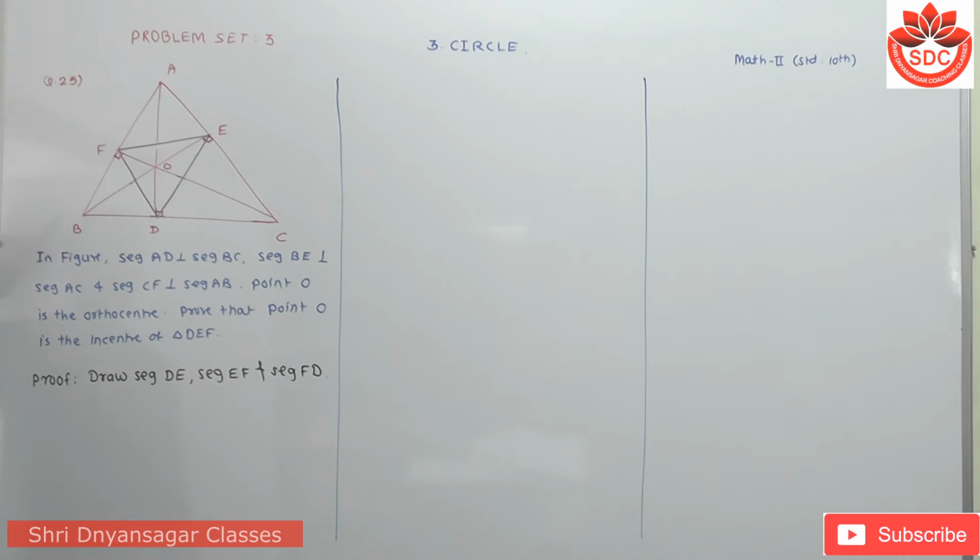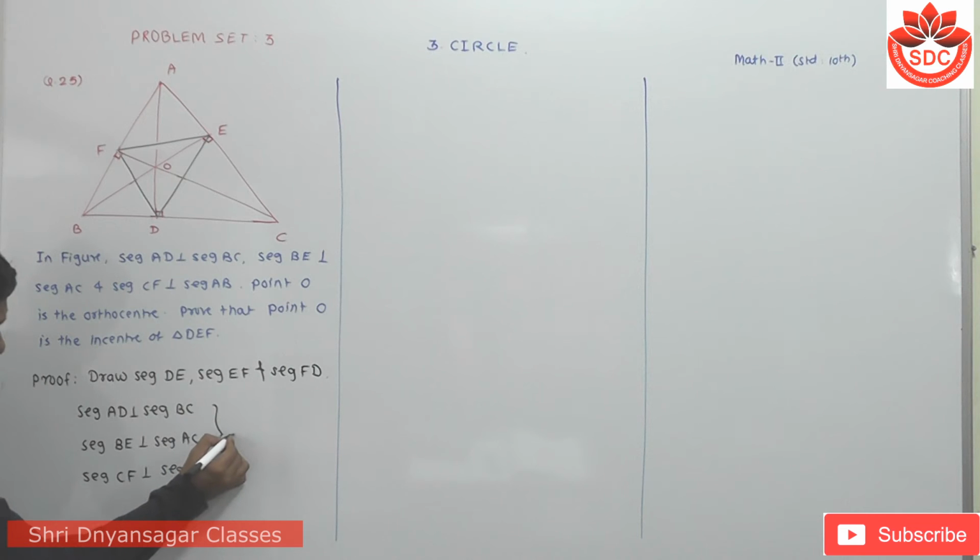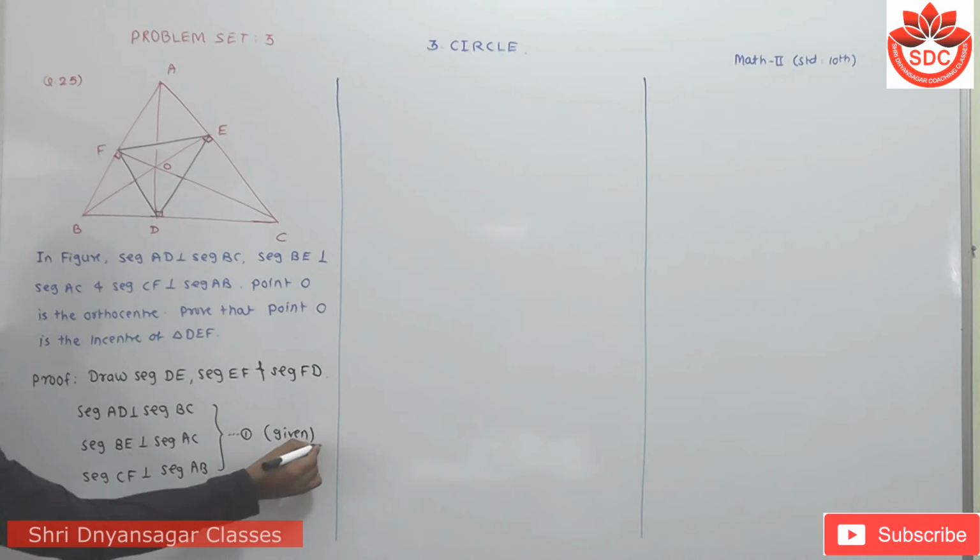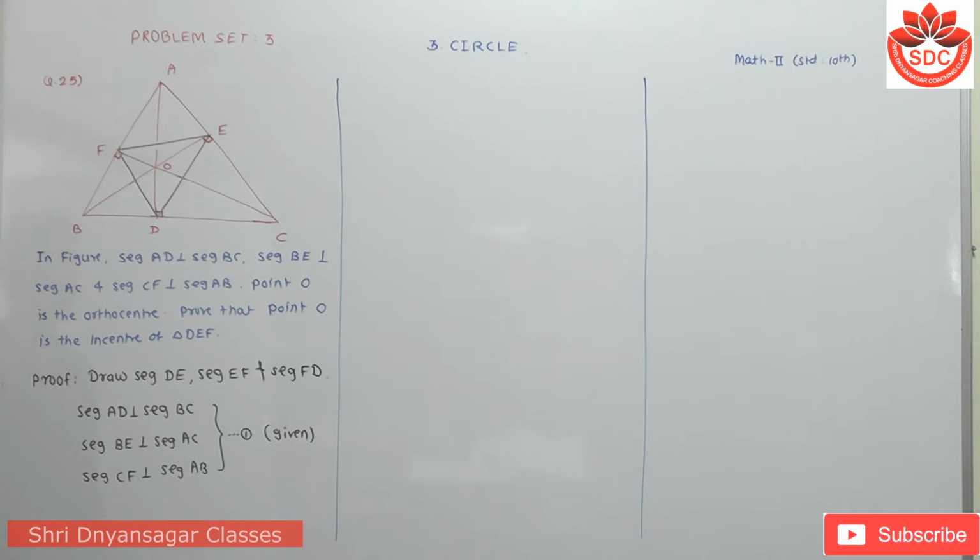Then the given is that segment AD is perpendicular on segment BC. Then segment DE is perpendicular on segment AC. Third one is segment CF is perpendicular on segment AB. Suppose that this is equation number 1. The reason is that given. All these values are given.